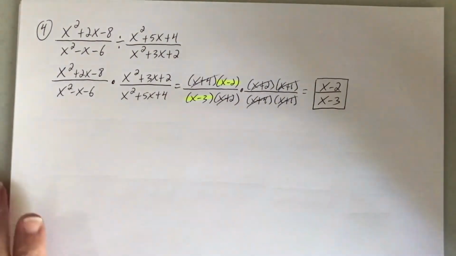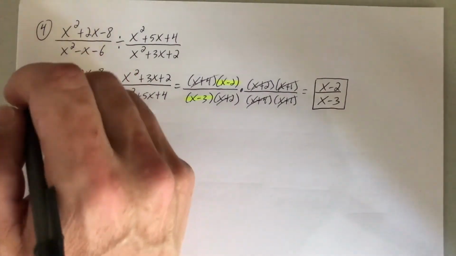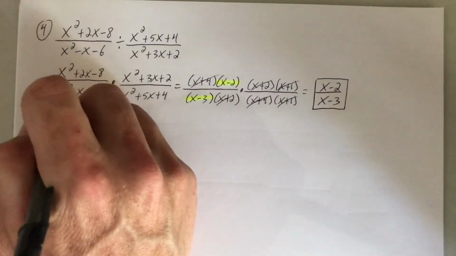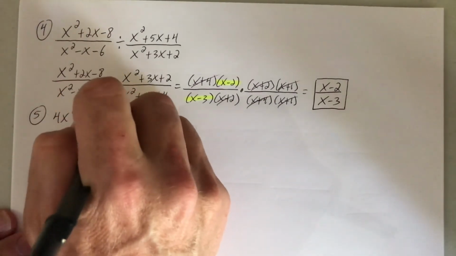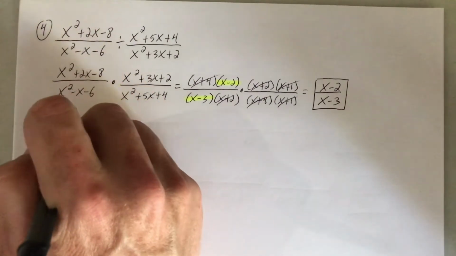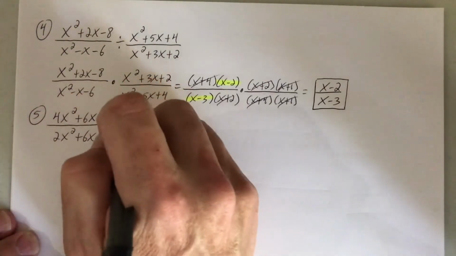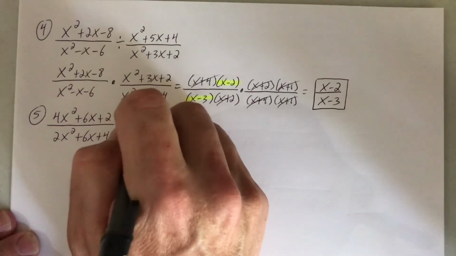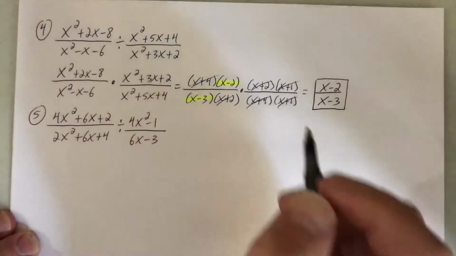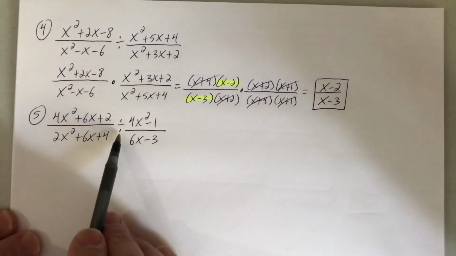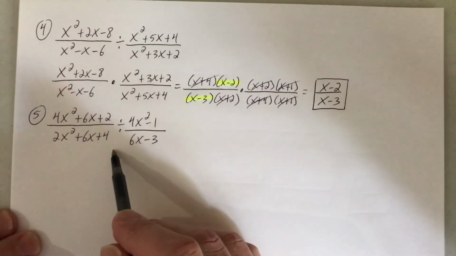So let's go ahead and take a look at the next example. This is number 5. We have (4x squared plus 6x plus 2) over (2x squared plus 6x plus 4) divided by (4x squared minus 1) over (6x minus 3). So again, you recognize a division. First thing you want to do is flip and then change it to multiplication.